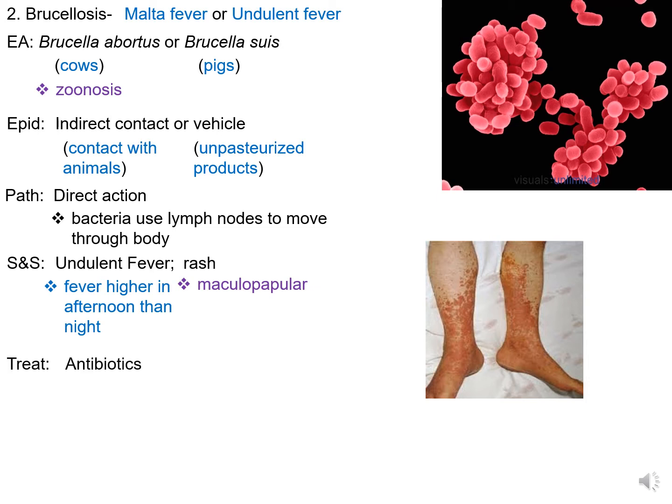Now, treatment's going to be antibiotics, and we need to treat this because if we don't, it can move and it can cause other problems. It can get into other organs, and it can also be a problem if you're a farmer going from you back to the animals, because it can be very dangerous to those animals.